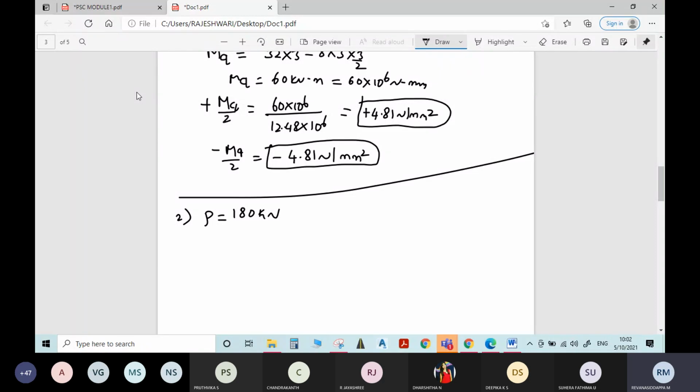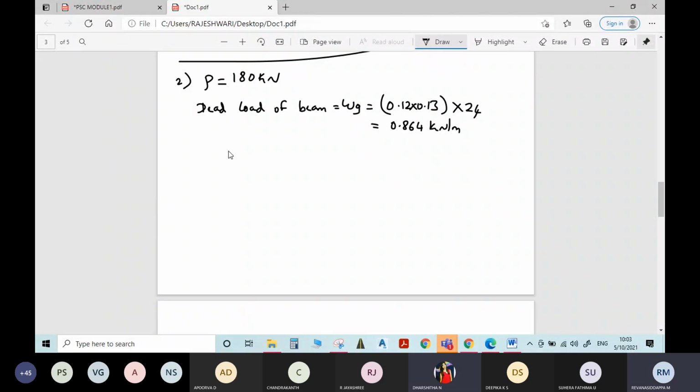Dead load of beam, Wg, is equal to cross-sectional area times density. The area is given as 120 mm by 300 mm, so it becomes 0.12 into 0.3. Density is known, it is 24 always. So 0.864 kilonewton per meter. Am I right? Dead load of the beam. Sir, it's 0.12 into 0.3. Sorry, 0.3. Okay. Now dead load is 0.864.